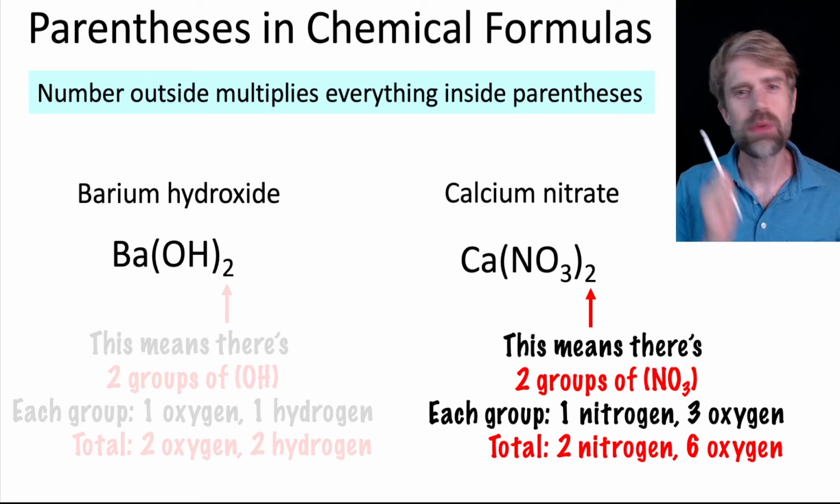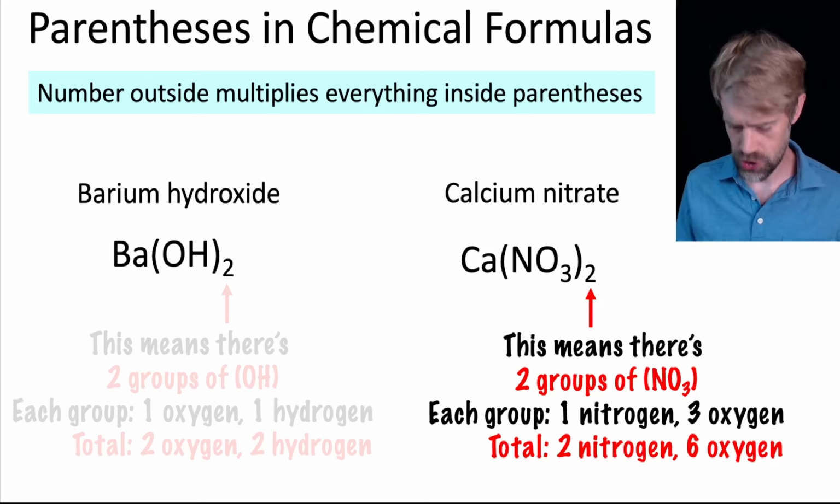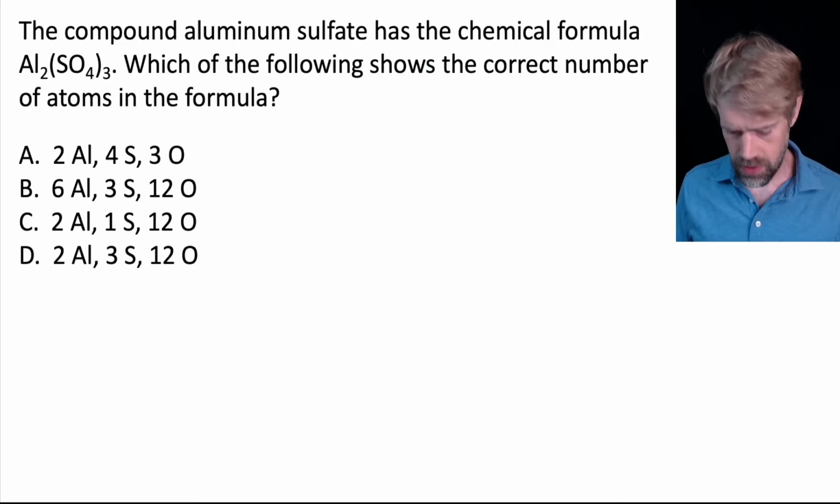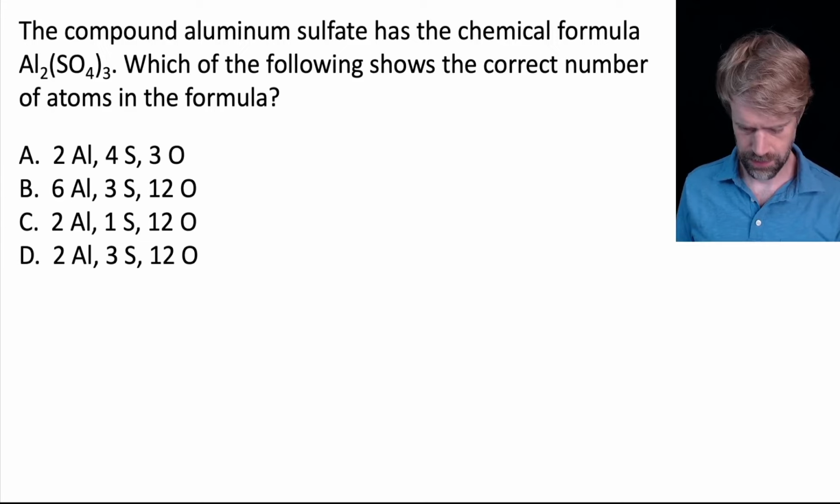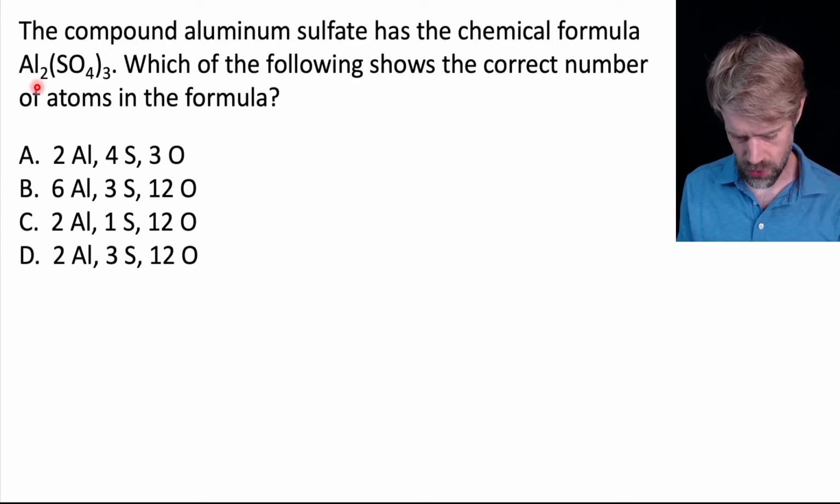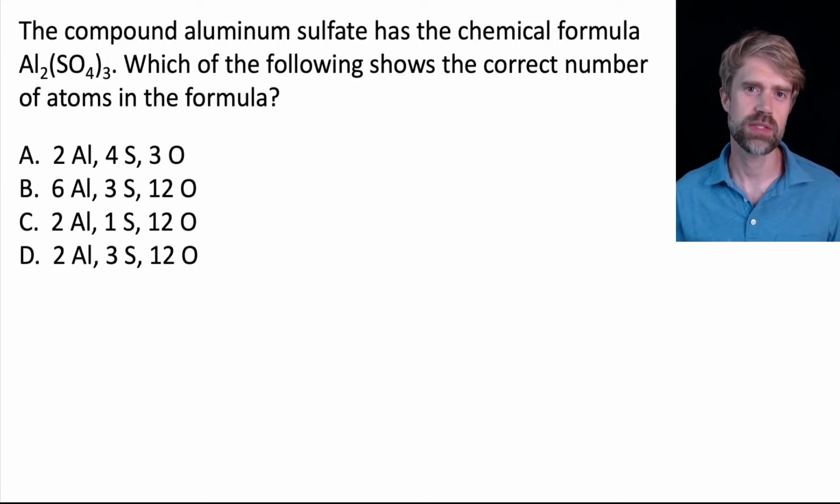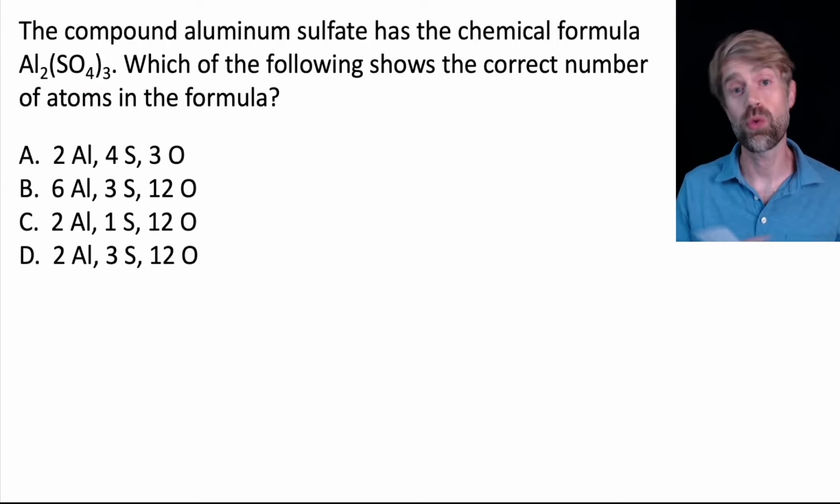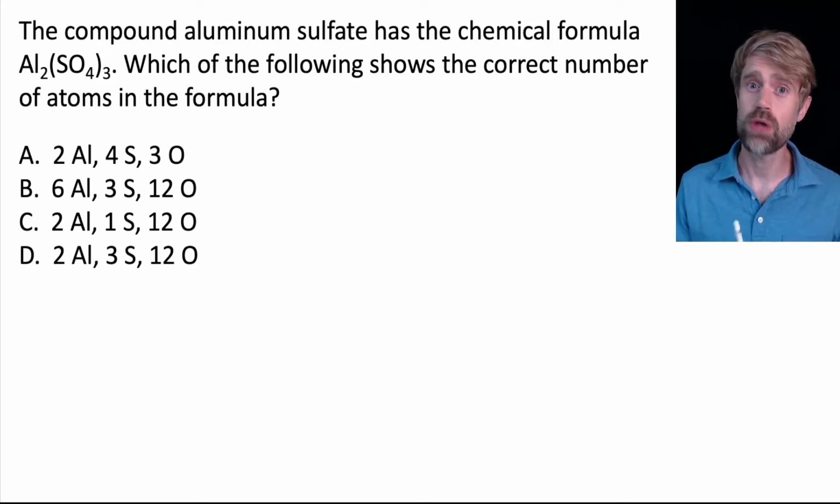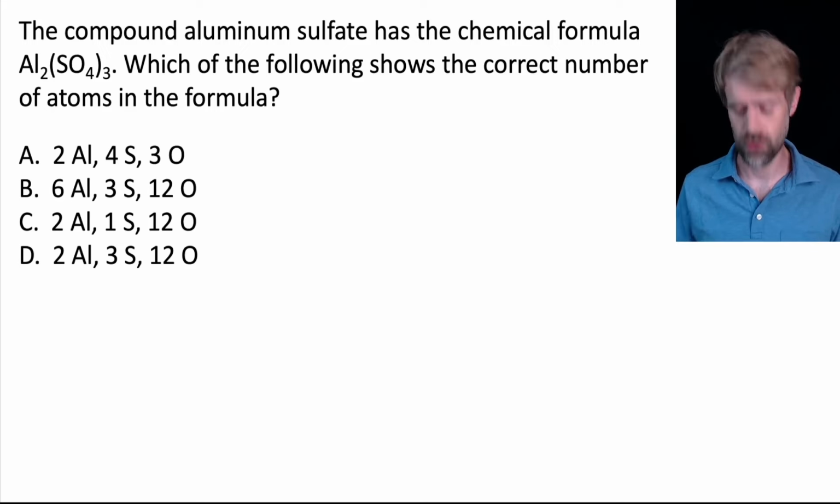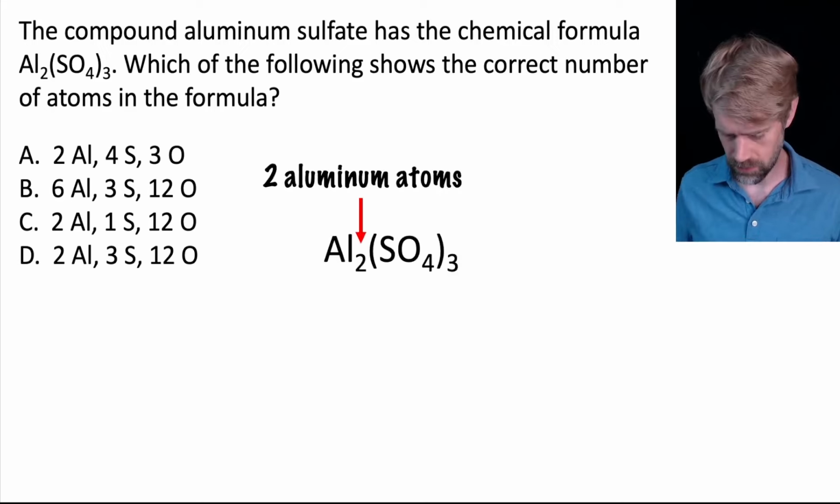Let's look at how the TEAS might ask a question about chemical formulas with parentheses. The compound aluminum sulfate has the chemical formula Al2SO4. Which of the following shows the correct number of atoms in the formula? Ooh, in a question like this, the TEAS is asking, do you know how to read chemical formulas? And do you know how to use parentheses in chemical formulas? Okay, so let's break it down.